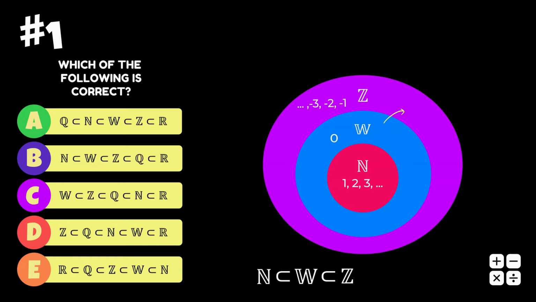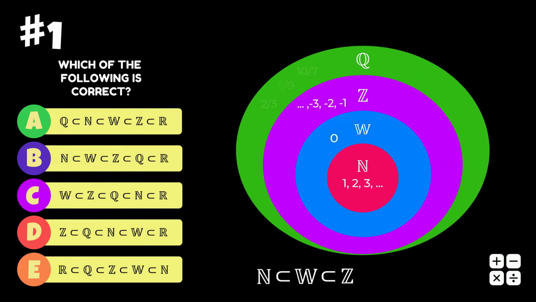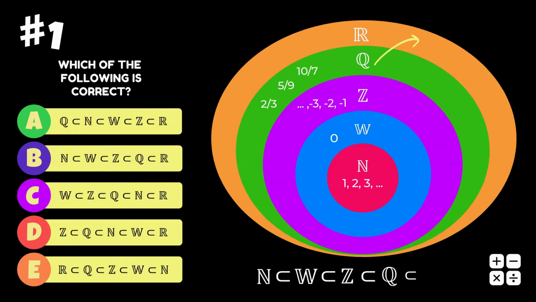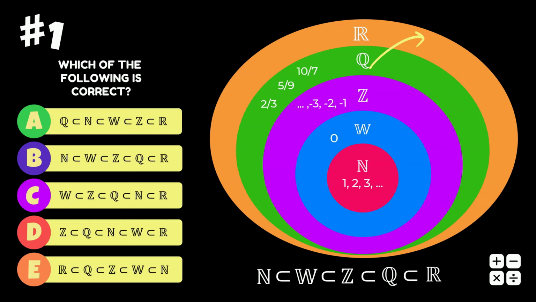Okay, now, rational numbers are ratios or fractions of two integers where the denominator is not 0. Therefore, the set of integers is a subset of the set of rational numbers. Finally, the set of rational numbers is a subset of the set of real numbers. Therefore, the answer to this question is option B.